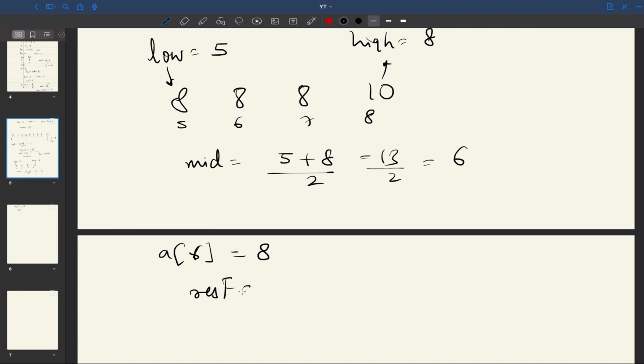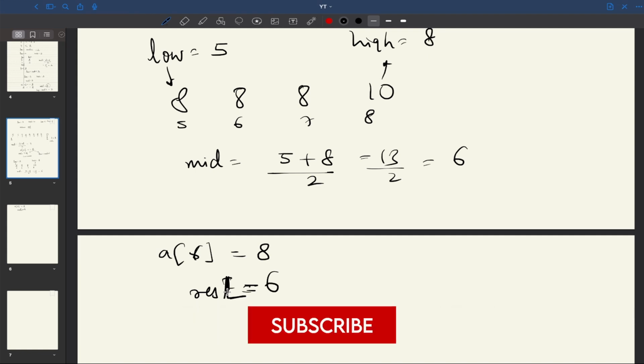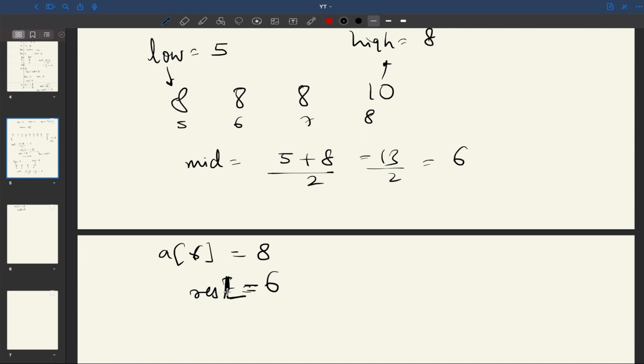So let's say that this can be the last occurrence. We are going to say result of L equal to 6, the index. And just to make sure this is the last index, we have to go to the right of it and check that we do not have any more occurrences of 8. So we're going to do what? Low becomes mid plus 1. If mid is 6, this becomes 7.